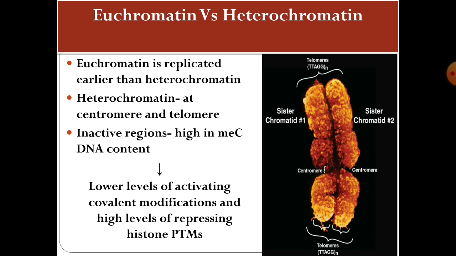Now, there are some inactive regions which are high in methylated deoxycytidine DNA content. Okay. That is important from a research point of view, if you say so, and they have lower levels of activating covalent modifications and high levels of repressing histone PTMs, that is post translational modifications. So, the histone formation at these regions is a little slow. So, what happens? The euchromatin is replicated faster than this heterochromatin.